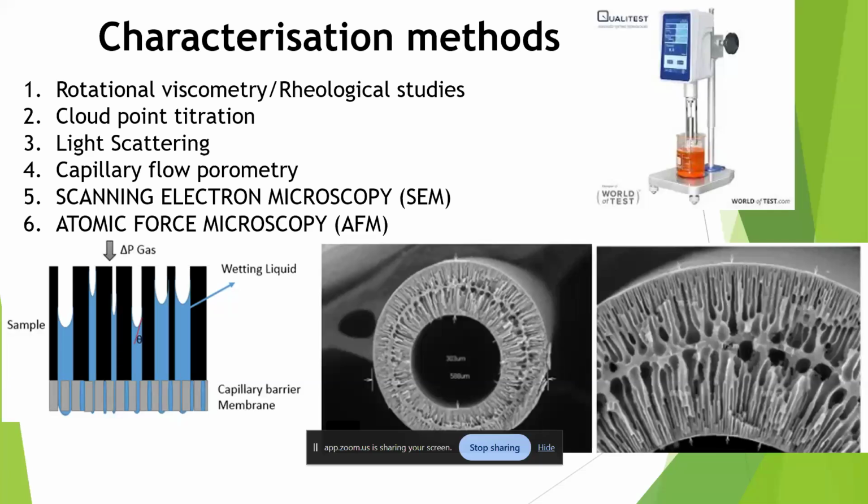The other ones are a bit less used because of the high cost involved: the scanning electron microscopy and the atomic force microscopy. These images are of the scanning electron microscopy, where we can see how the formation of the pores happened, the size of the pores, and the nature of the pores. Atomic force microscopy will give you an understanding of the surface roughness of the formed film or the fiber.